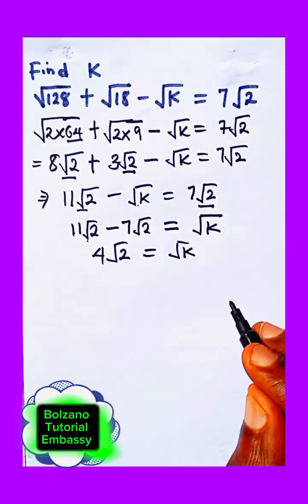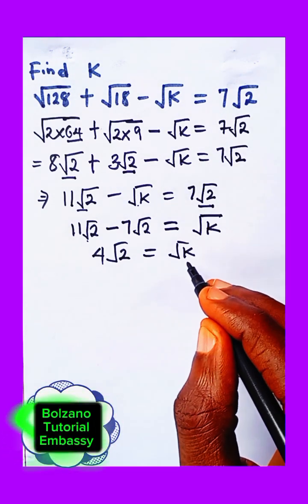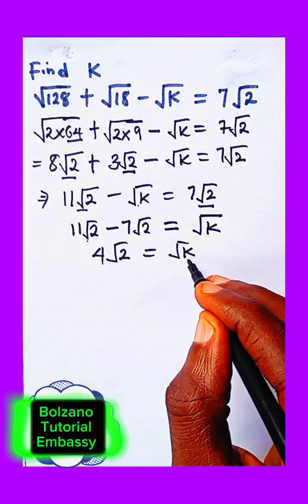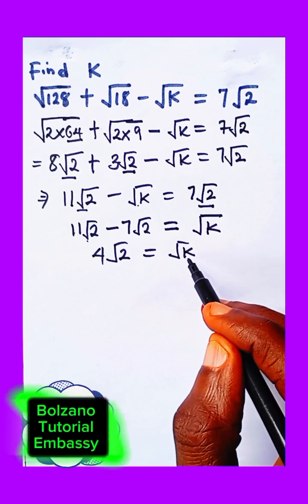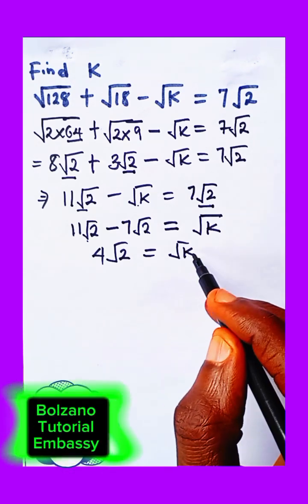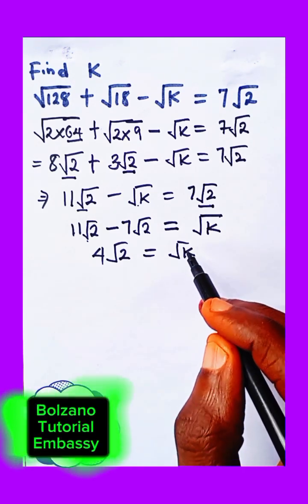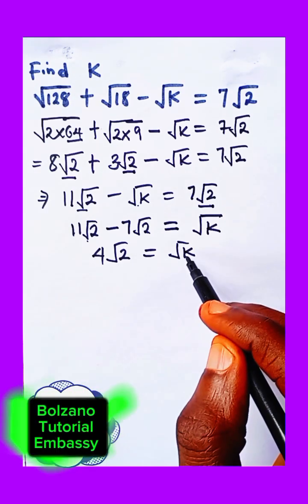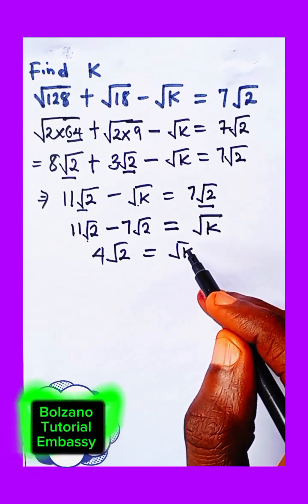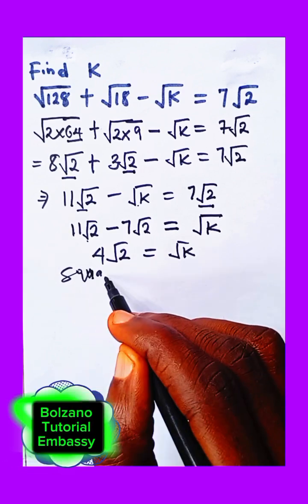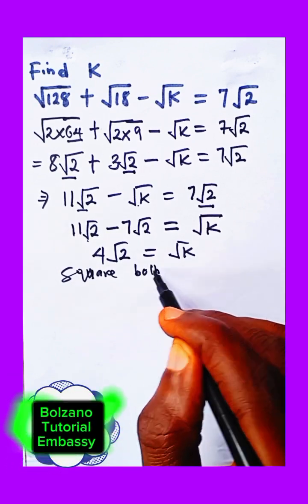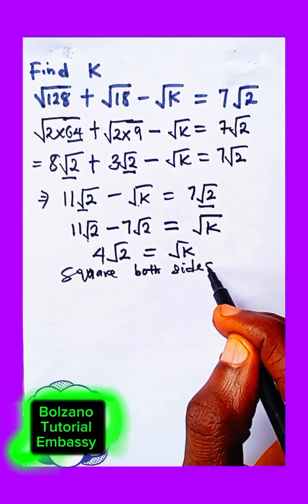Now from here we can remove the root from k, because we are asked to find k, and k is contained in the root. To bring k out, we need to take the reverse of a root. The opposite of a root is a square. So we square both sides of the equation.